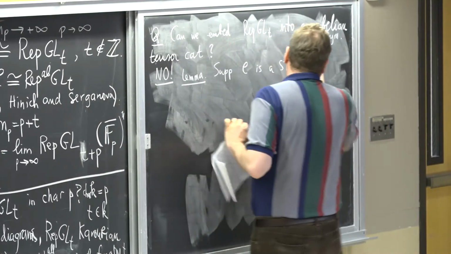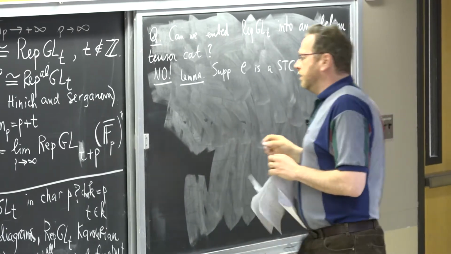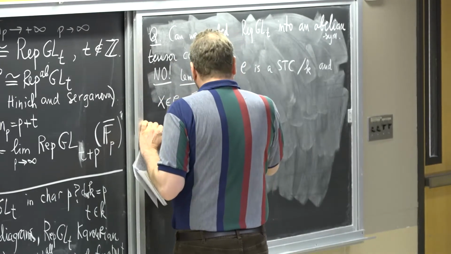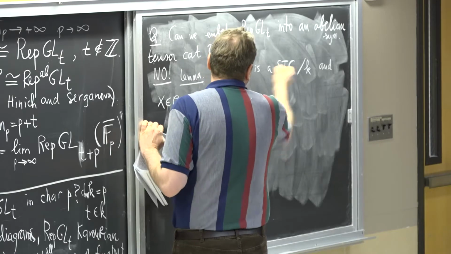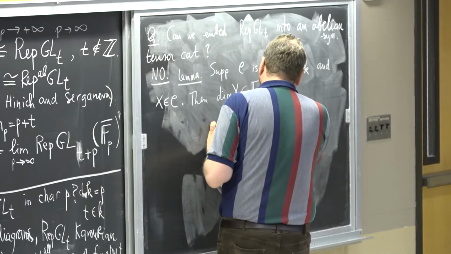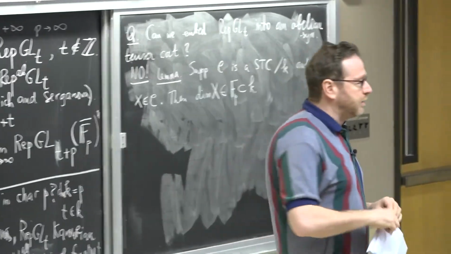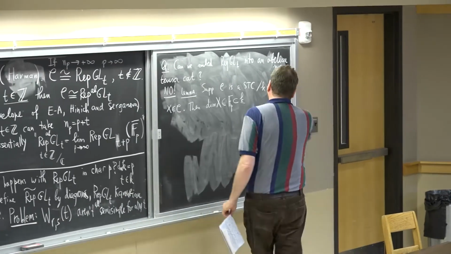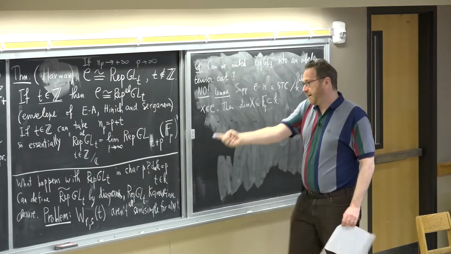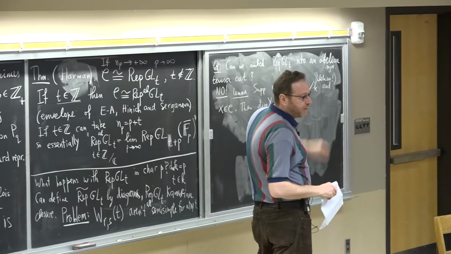symmetric tensor category over K of characteristic p, and X is an object of C, then the dimension of X, a priori some scalar in K, must be in the prime field F_p inside K. So it can't be an arbitrary scalar if you have an abelian category. Of course, for non-abelian categories, we have an example where it is an arbitrary number. But for an abelian tensor category, it can't be.